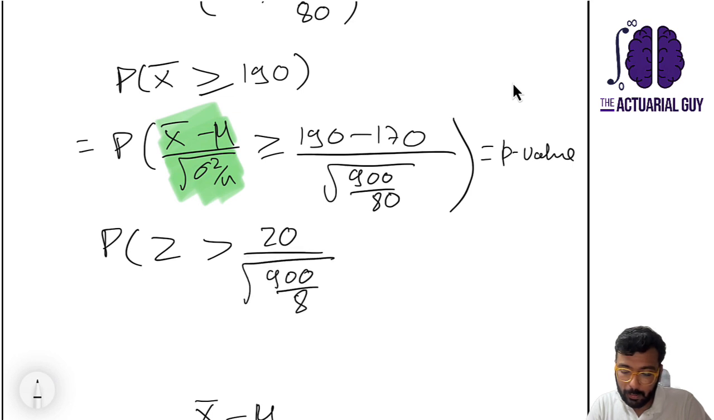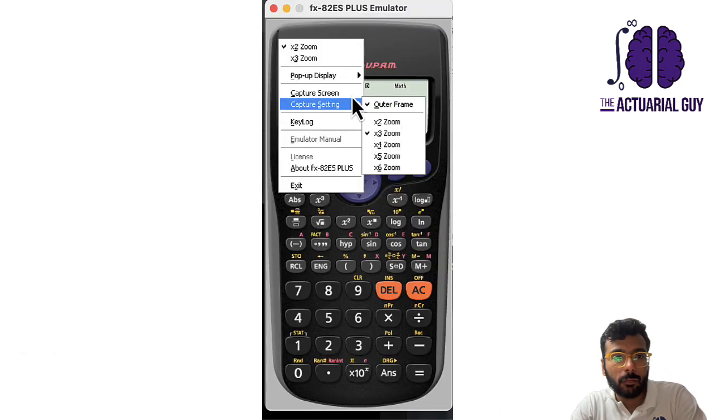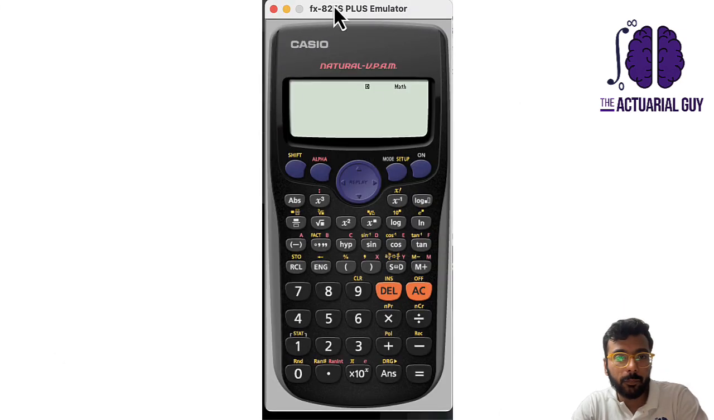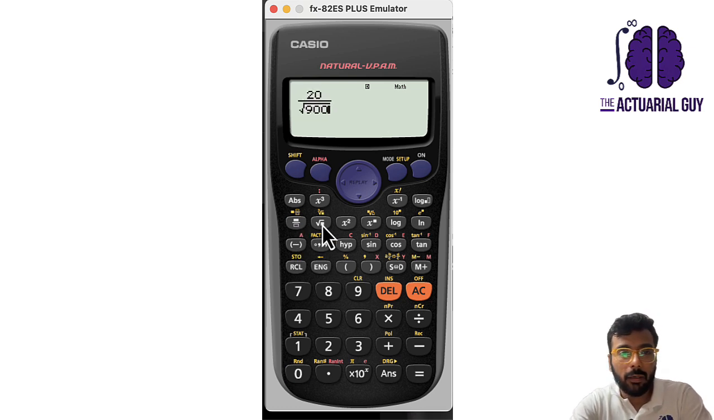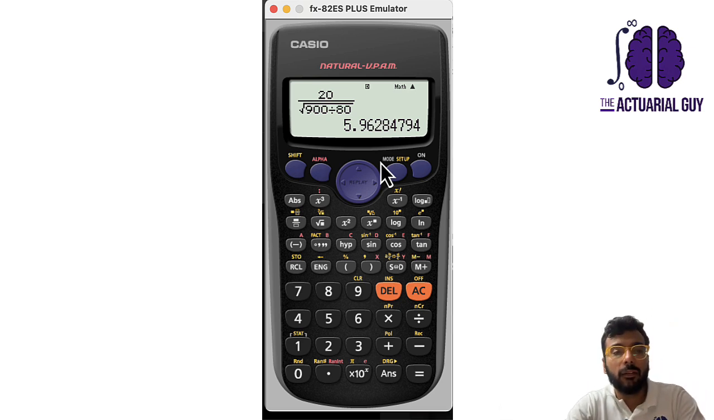Now this is just the probability that z is greater than 20 by root over 900 by 80. Let's compute this. 20 by 900 by 80 is equal to 5.96. So the probability that z is greater than 5.96. Now what is this probability?